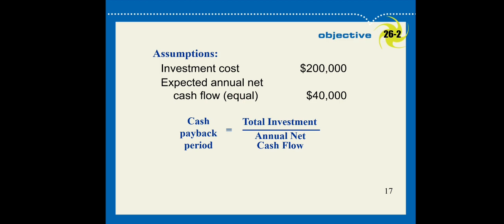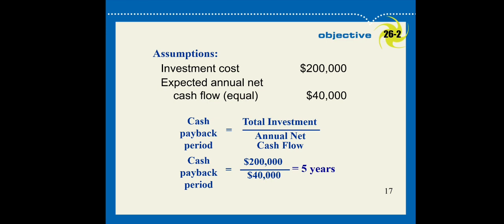Cash payback period equals total investment divided by annual net cash flow. So the total investment is $200,000, annual net cash flow is $40,000, so the cash payback period is 5 years. The cash payback period is how long the business will take to get back the amount that they have invested. In this example, if the business invested $200,000 to purchase the equipment, the business will get back their investment of $200,000 in 5 years.